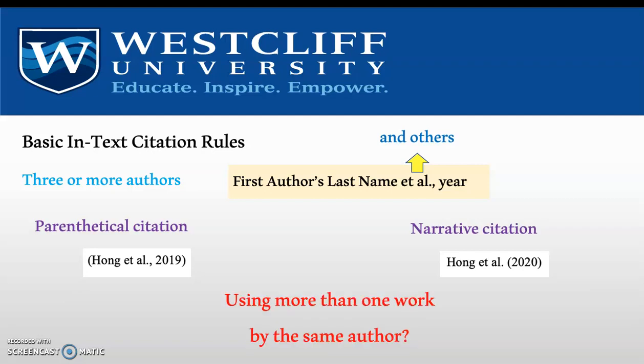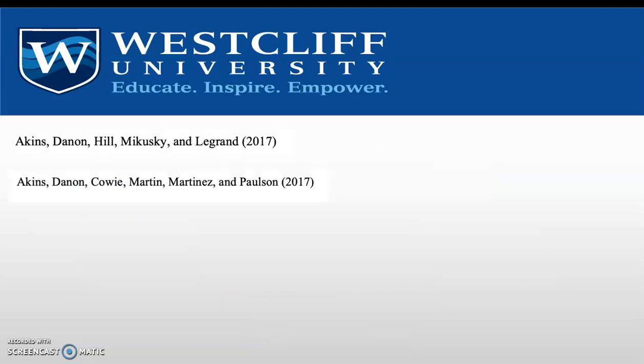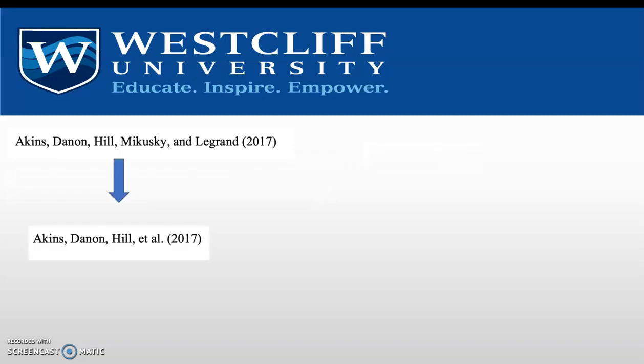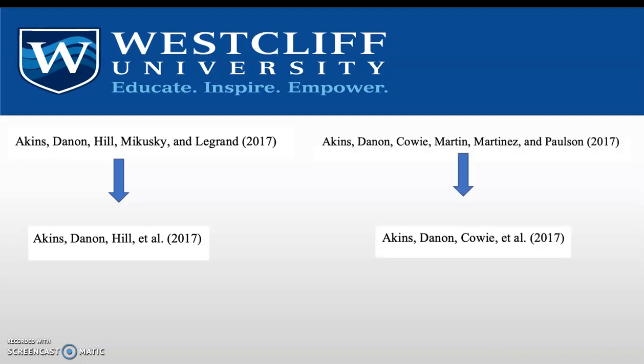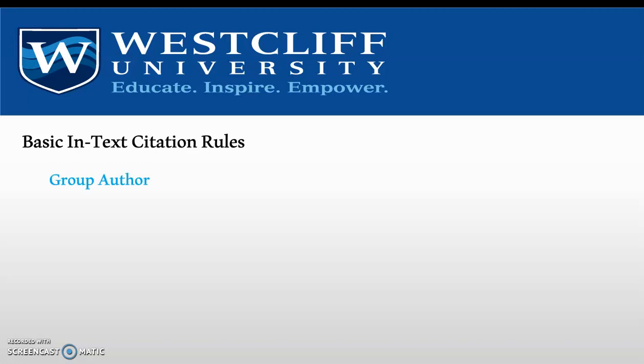Now, if you're using more than one work by the same author, an example would be like this. Akins was the first author in both of these references that I want to use in my paper. Technically, it would be Akins et al. How we would distinguish them is you would list as many authors as would allow a reader to distinguish who you were referring to. So here I would list till Hill, and then I use my et al. And here I would do the same. I would list till Cowie, and then I would use my et al. Now I can distinguish the two.